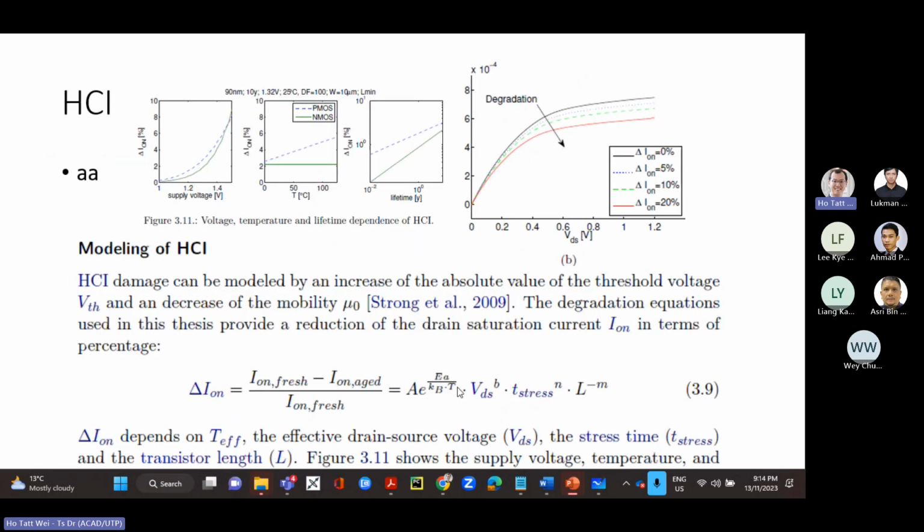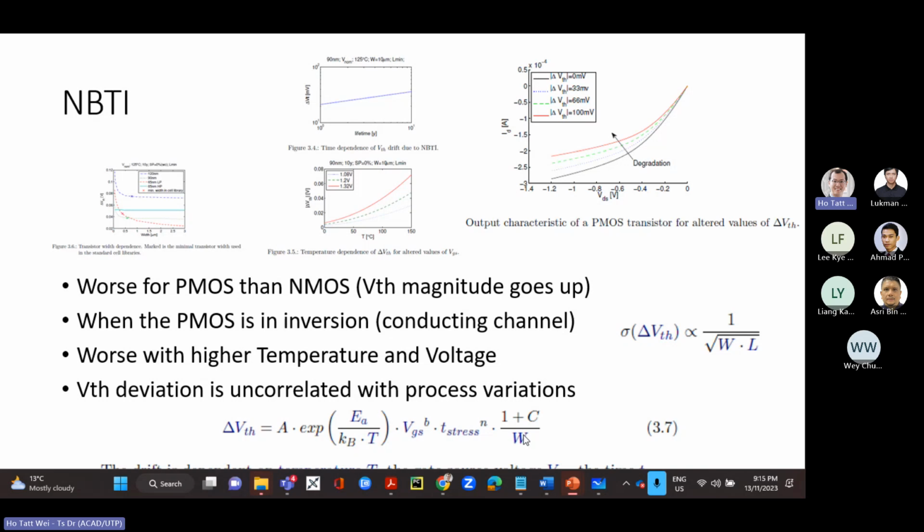Then you can also look at things like the temperature, the voltage, the channel length or the channel width to argue which aging is going to be dominant, or whether both are going to be present, or something like that.